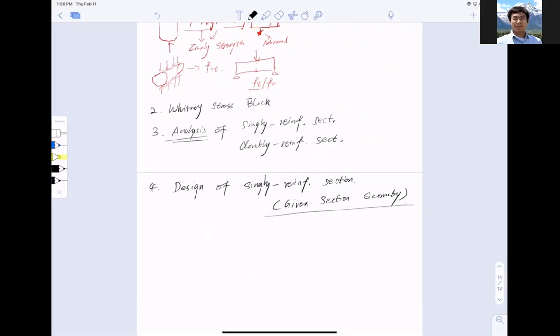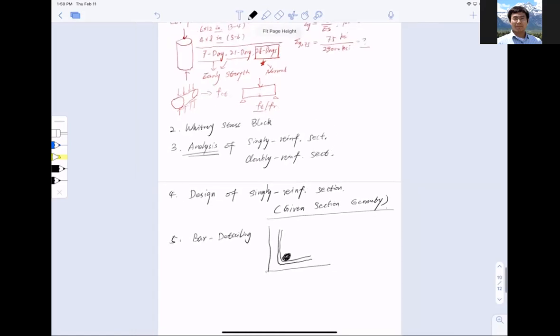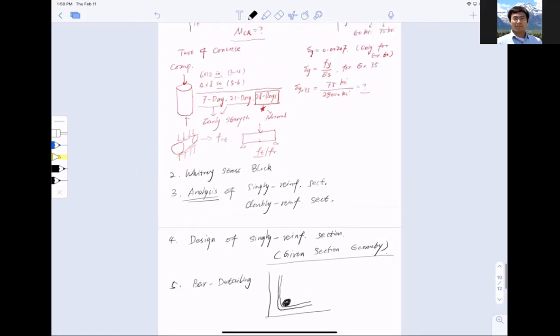And last but not least, bar detailing, meaning bar spacing. Remember how we place the bars, and most importantly, if you remember, we showed the stirrups. How do you get the spacing? How do you get the clear cover? And so on and so forth. And that, ladies and gentlemen, is all we're going to cover in this exam.